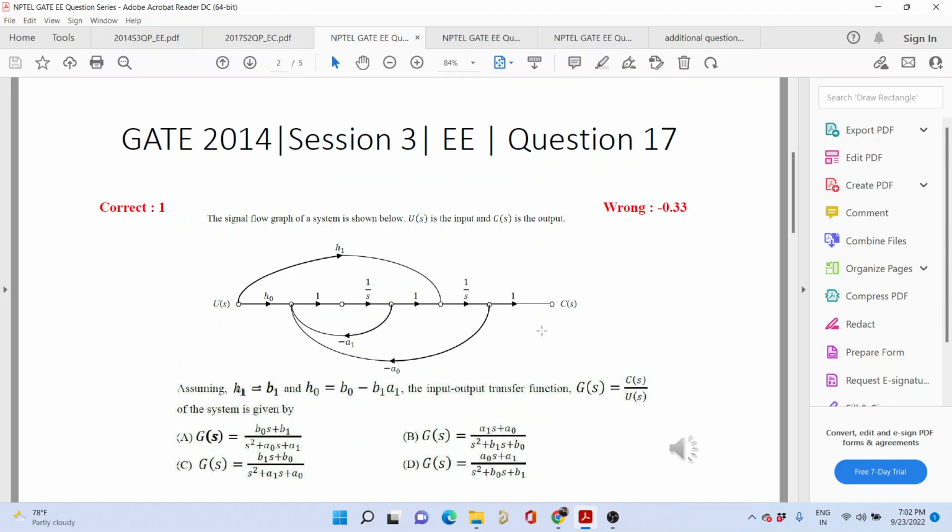The first question that I would ask you to solve is this one. This is a 2014 question, session 3. A signal flow graph has been given to you, and it has been told that H1 is equal to B1, H0 equal to B0 minus B1 into A1, and you need to find the input output transfer function. As usual, I will be giving you 3 minutes time to solve. I would ask you after 3 minutes.